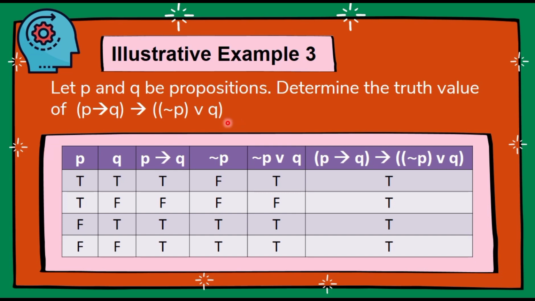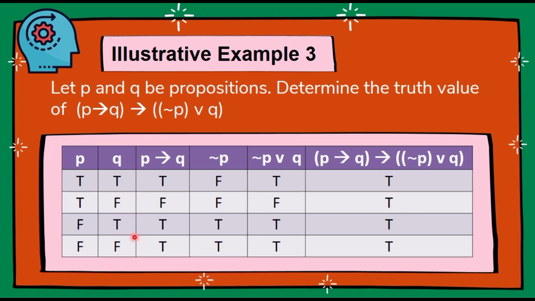So let's identify. We need the value of P, the value of Q, the value of P implies Q, the value of negation of P, the value of negation of P or Q, and the value of the entire proposition, which is P implies Q implies negation of P or Q. As you can see, P and Q are constant. We already used this on our previous slides. It will not change. So for P, it's true, true, false, false. For Q, it's true, false, true, false.